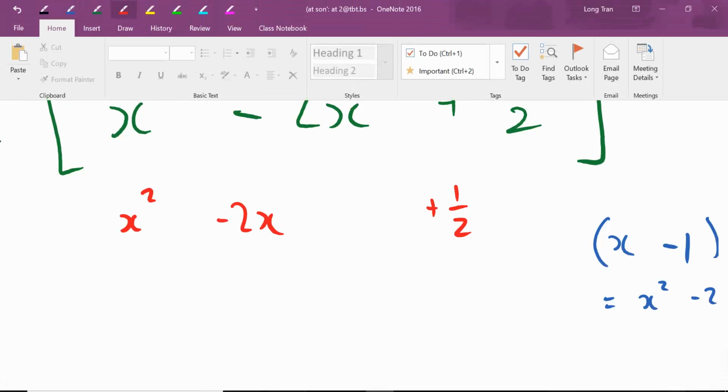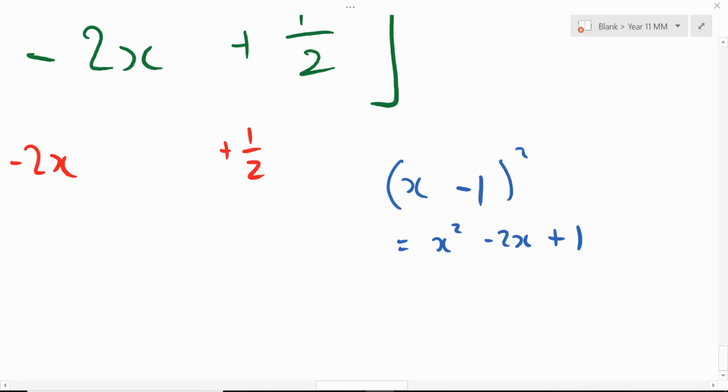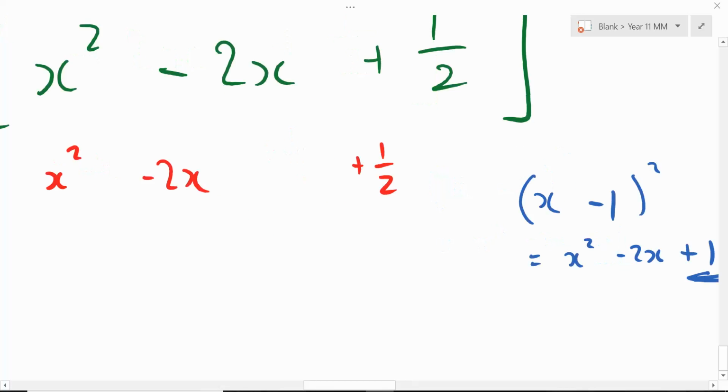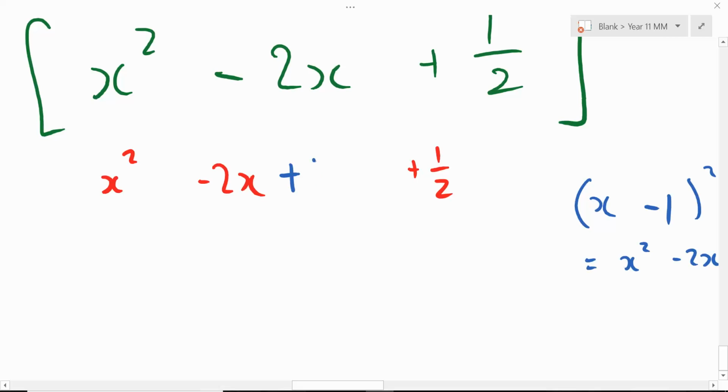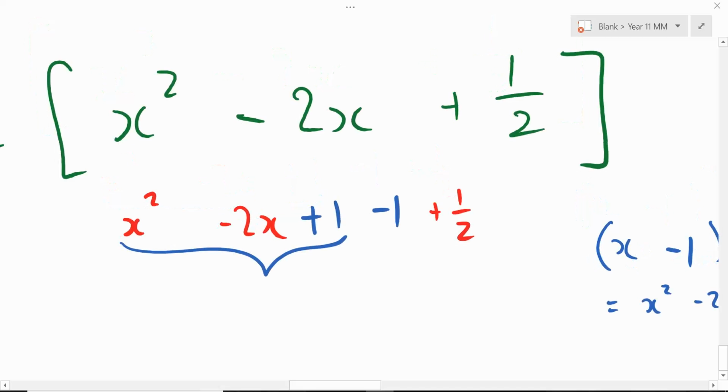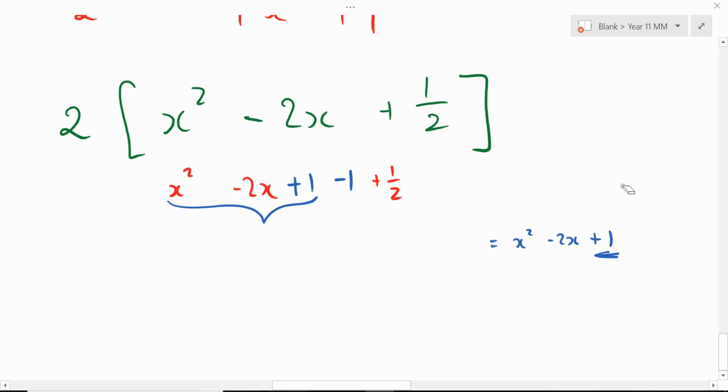What am I going to do? Because I need that 1, I want this 1 to make it a perfect square. So I'm going to say, all right, let's add 1 then. But if I add 1, I should also minus 1, because then I haven't changed it. This is nice, because this is a perfect square. Now, just to not confuse you, I'm going to put back in the green colors. Remember, this is still the bracket there, I still have this bracket here, and I still have the 2 on the outside.